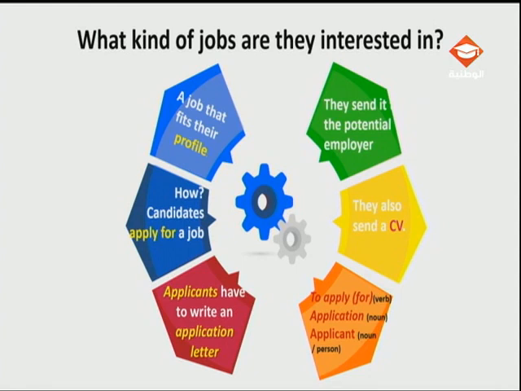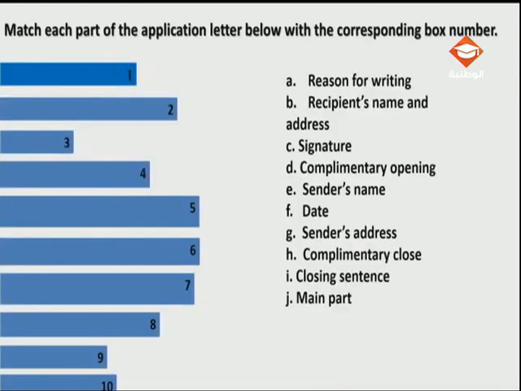So if you look here, you have the blue boxes. They stand for the format or layout of the application letter. You have 10 boxes, from A to J. Could you please match every part of the letter with the corresponding box? I'll give you some time. Okay, thank you, you can start. So box number 1, I guess, should be reserved for.